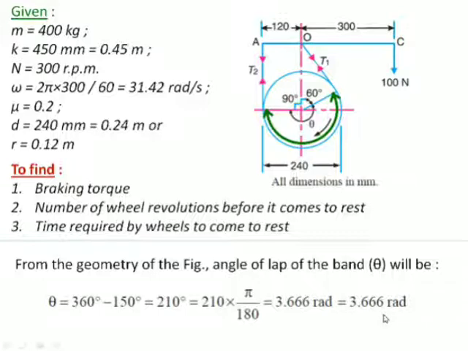Further, let us solve for the braking torque. We know that braking torque equals (T1 minus T2) multiplied by R. So we need to find out T1 and T2. We know that T1 divided by T2 is equal to e raised to mu theta in case of band brake. So substituting the value of mu 0.2 and theta in radians, we have this ratio as 2.08. T1 is equal to 2.08 of T2.